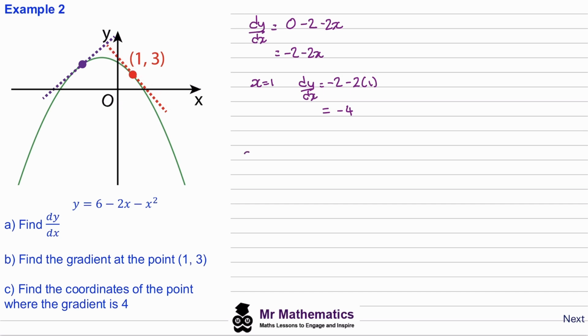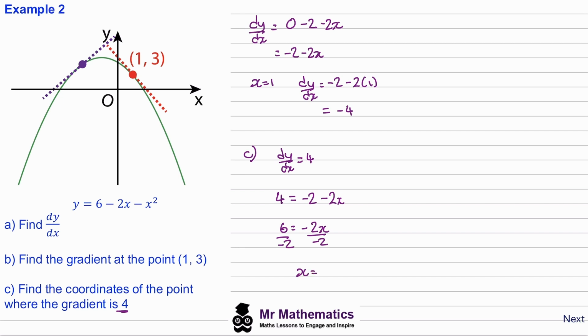And then for part C, find the coordinates of a point where the gradient is 4. So now we're told that dy by dx is equal to 4. So we'll substitute this into here, and we'll get 4 is equal to negative 2 minus 2x. So we'll move a negative 2 to the left-hand side, and then we'll divide both sides by negative 2.